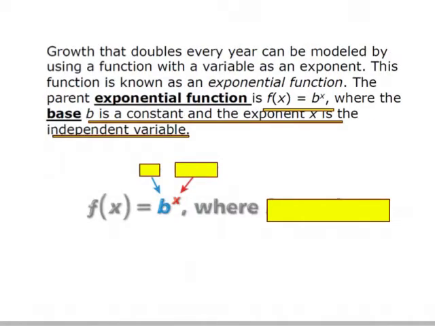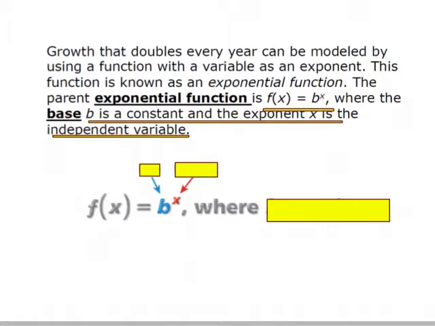Now in this slide we're going to define an exponential function. So in your Cornell notes on the left hand side, if you would write the word exponential function. And then on the right hand side, an exponential function is the function f of x equals b to the x, where b is your base and x is going to be your unknown, your independent variable, which means f of x is going to be your dependent variable.